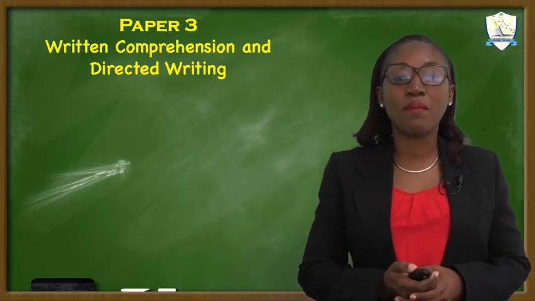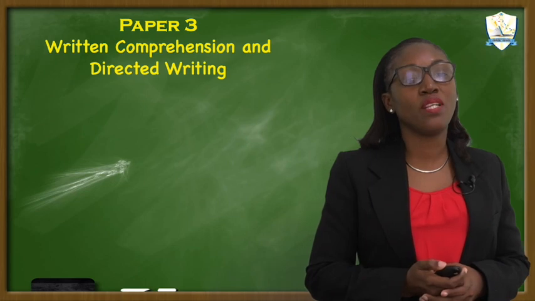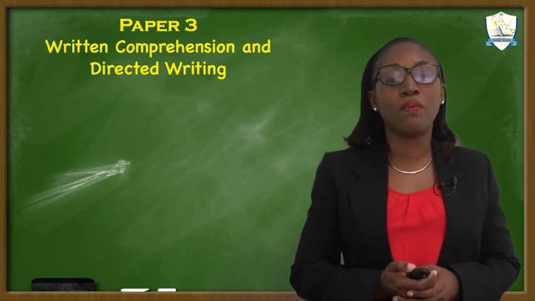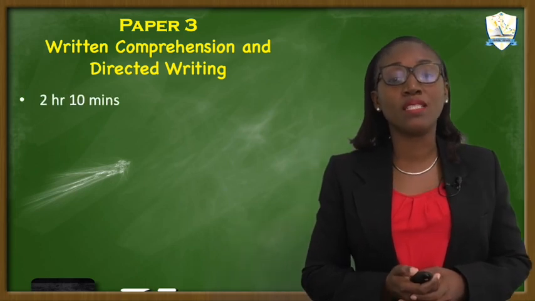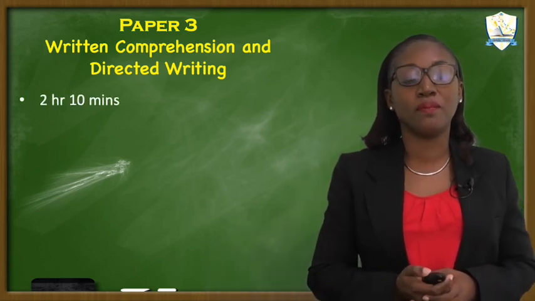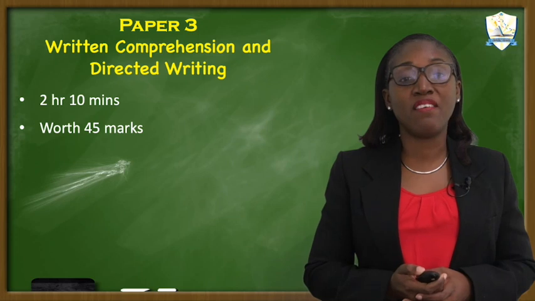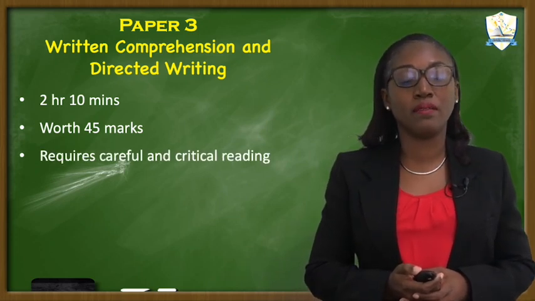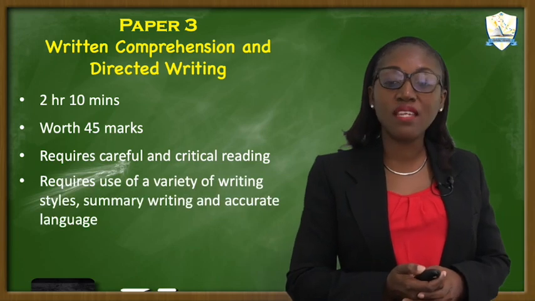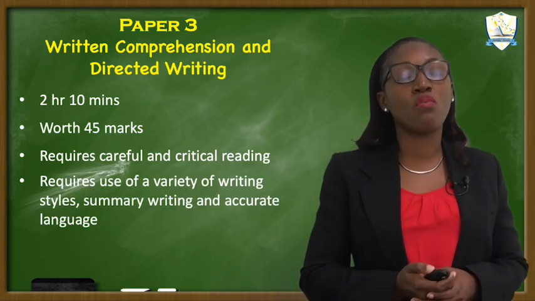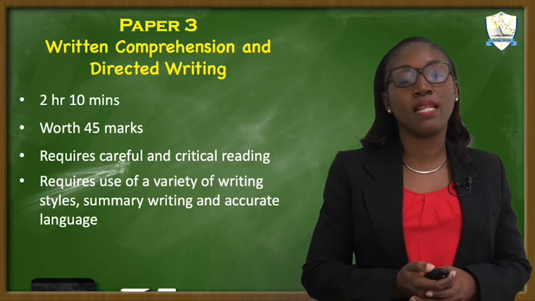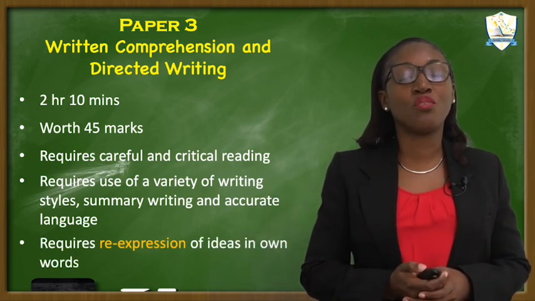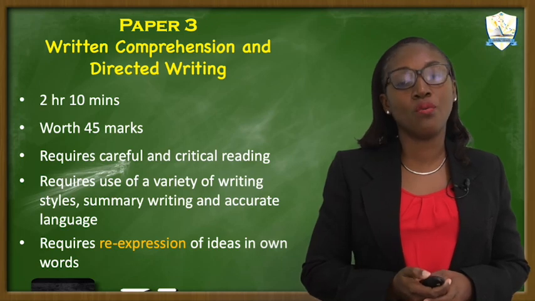Now, let us look at paper 3. It is the written comprehension and directed writing paper. For this paper, you will be given 2 hours and 10 minutes for its completion. It is worth 45 marks. It requires careful and critical reading. It requires use of a variety of writing styles, summary writing, and accurate language. And finally, you will be required to re-express ideas in your own words.